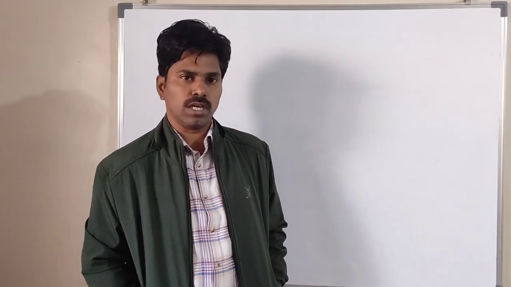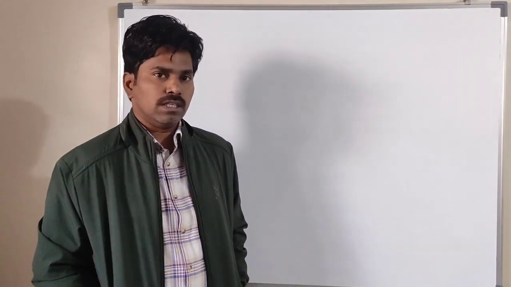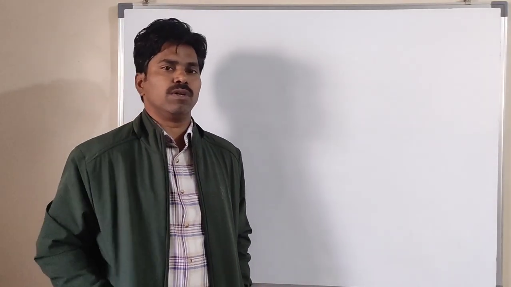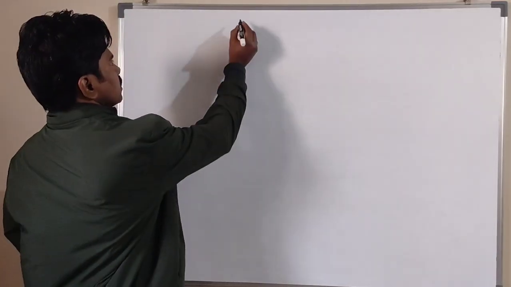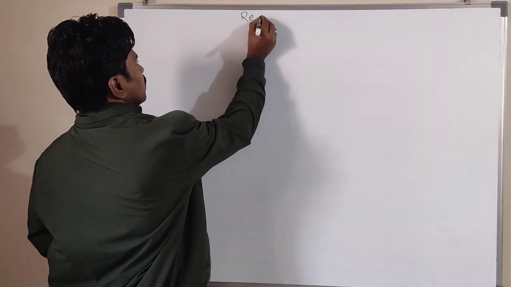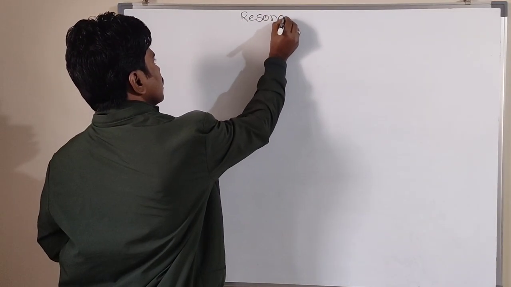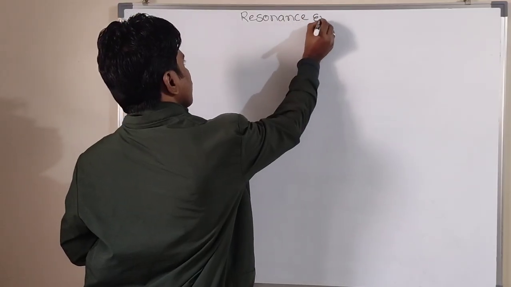Pi bond electrons shifting from double bonds to single bond. In that process, there is energy also released. That energy we call the resonance energy. So in this session, I will explain the resonance energy.